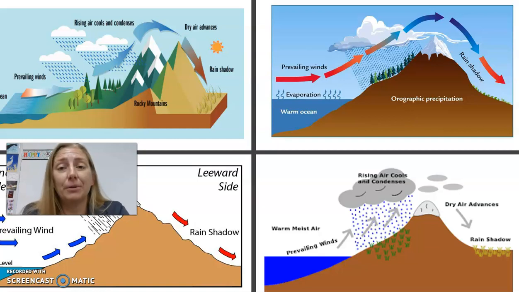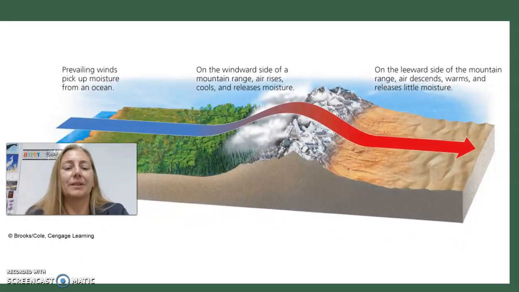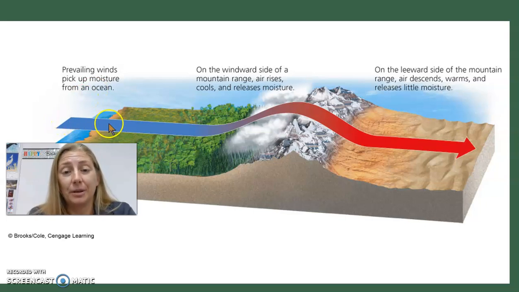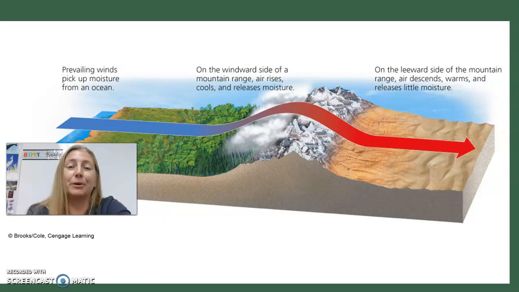But essentially what you have is an ocean and a mountain. That's what we need for the rain shadow effect to take place. So the winds are coming from the ocean and blowing towards the land. That is called a sea breeze. As the winds are blowing towards the land, those moist winds, because they were blowing over the ocean picking up moisture, run into the side of the mountain.